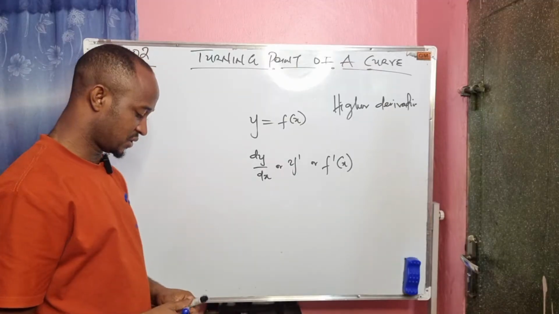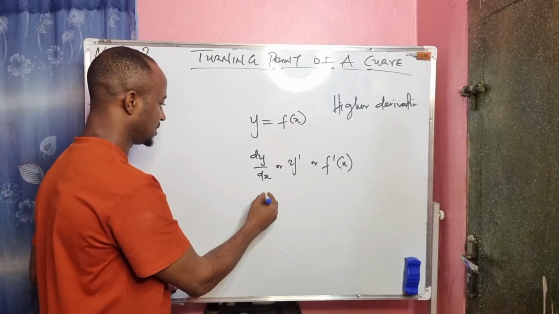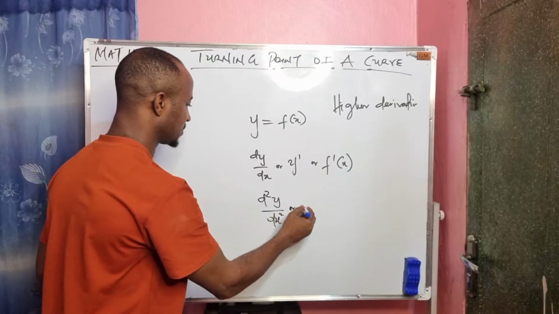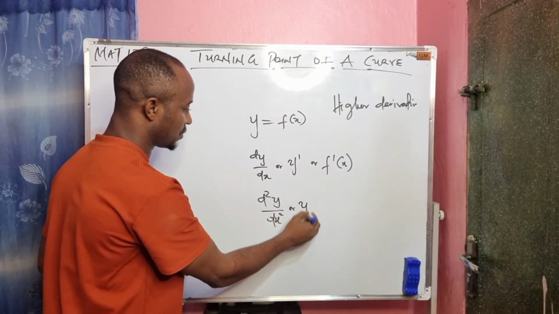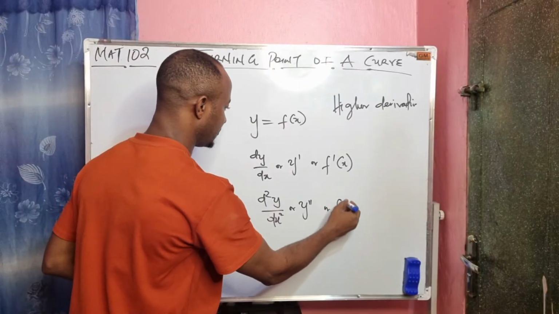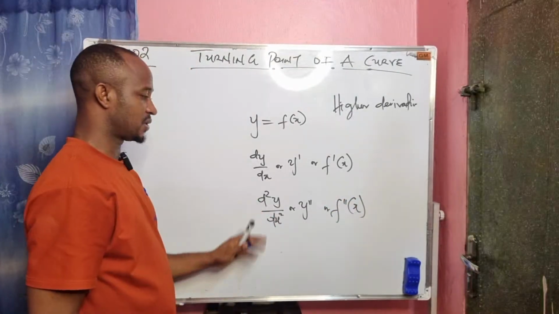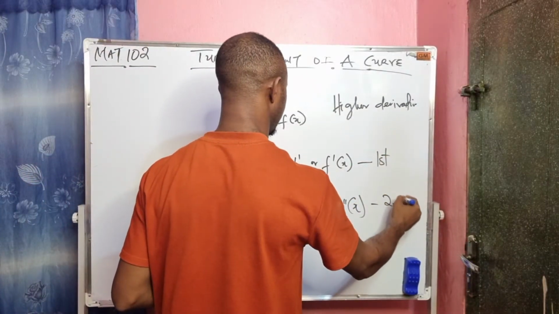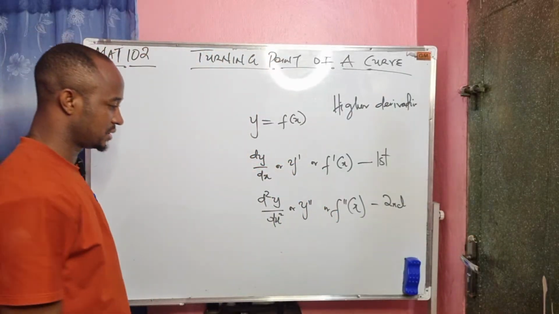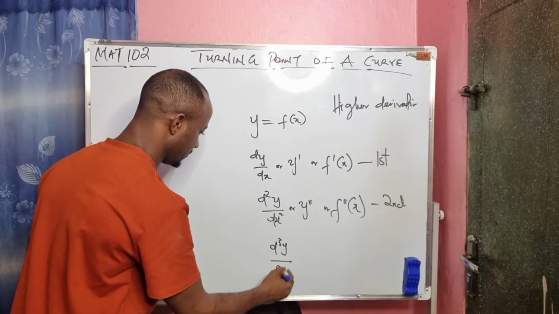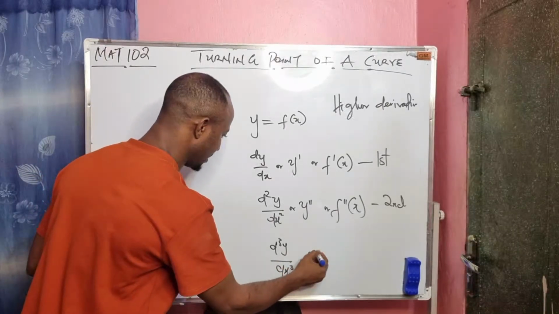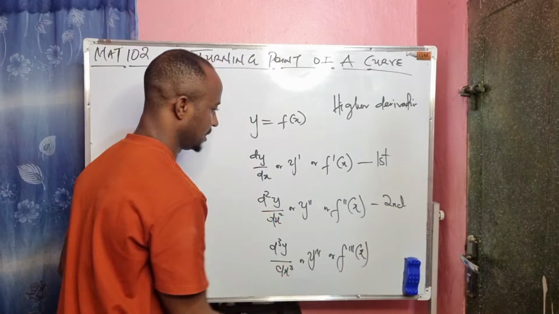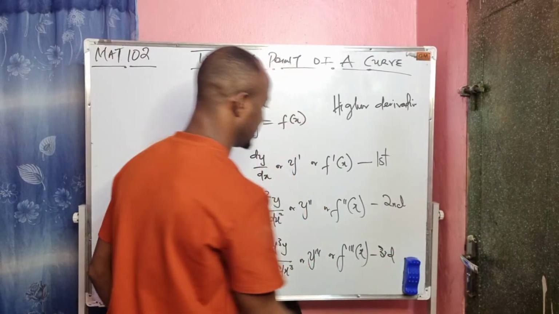To find the second derivative function, I have to differentiate this, which is d²y/dx². This can also be represented as y prime prime or f prime prime of x. This is called the second derivative function. This is called the first, this is called the second. We can also have the third, which is d³y/dx³, or y prime prime prime, or f prime prime prime of x. This is called the third derivative function.